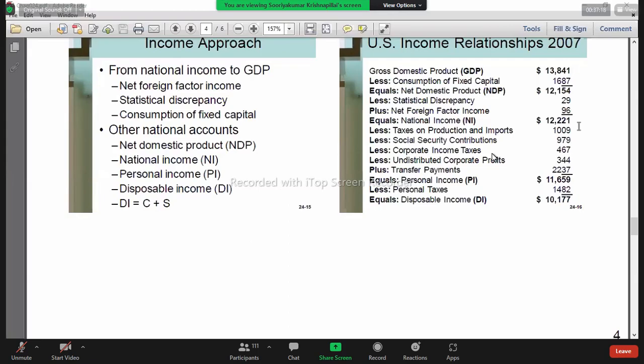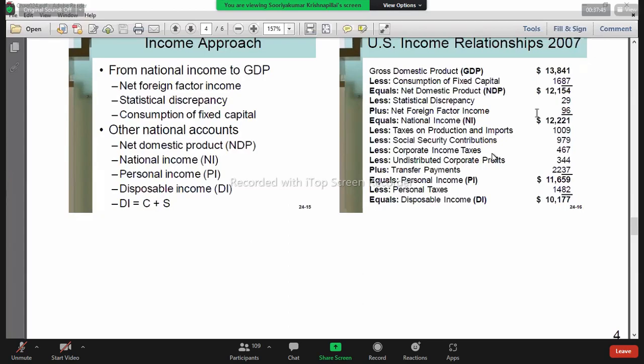Then from personal income, we can calculate disposable income by deducting personal income tax. So you should know the difference. Net domestic product means, from GDP, gross domestic product, we have to subtract the depreciation.